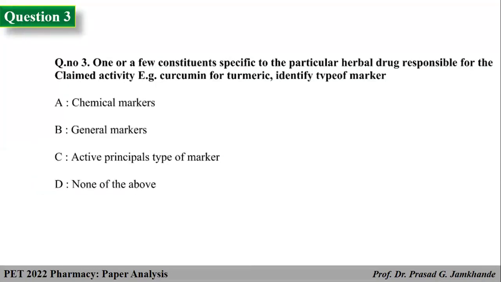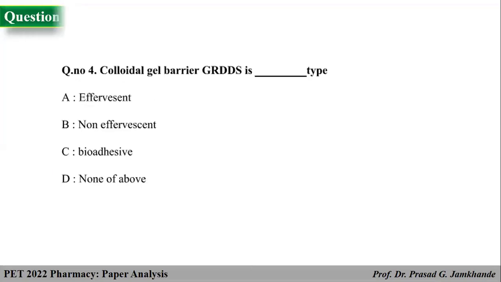One or a few constituents specific to a particular herbal drug responsible for claimed activity, for example curcumin for turmeric: identify the type of marker. Particularly for herbal drug or herbal chemical, which particular marker are we using? This is related with chromatography. We use chemical markers, general markers, or active principle type of markers. No doubt, we are using the active principle type of marker so as to identify herbal chemicals. That's why the correct answer is the C option.